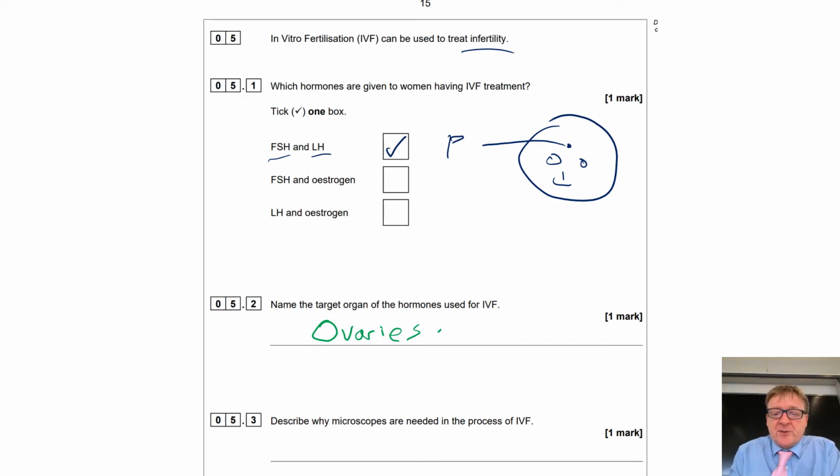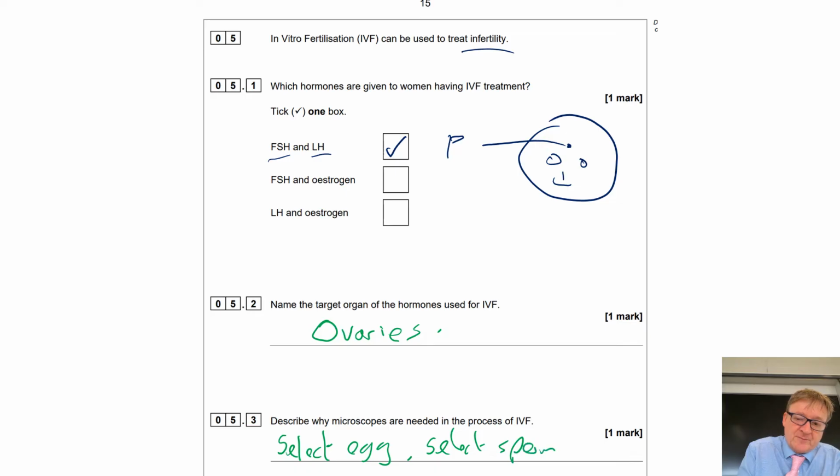Describe why microscopes are needed to process IVF. Well, the eggs and sperm are incredibly small. So you need a microscope to select the eggs, and you need a microscope to select the sperm, because they're too small to see. Then you might need a microscope to select the embryo in the end. You only need to write one of them. You've got to be able to see the eggs, see the sperm, and then select the embryo.